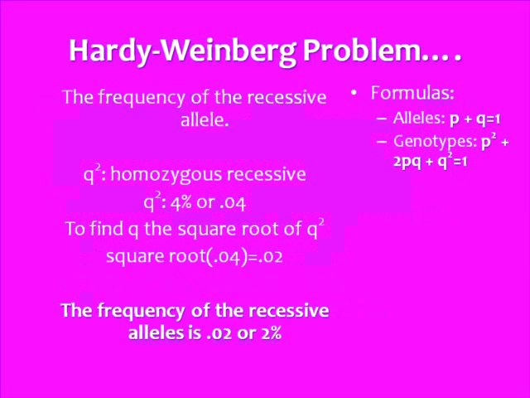The first step is the frequency of the recessive allele. As we know from our formulas, homozygous recessive is represented as Q squared. And in the problem we were told that the recessive was 4% or 0.04. So to find Q, we have to take the square root of Q squared. The square root of 0.04 is 0.02. So therefore, the frequency of the recessive allele is 0.02 or 2%.